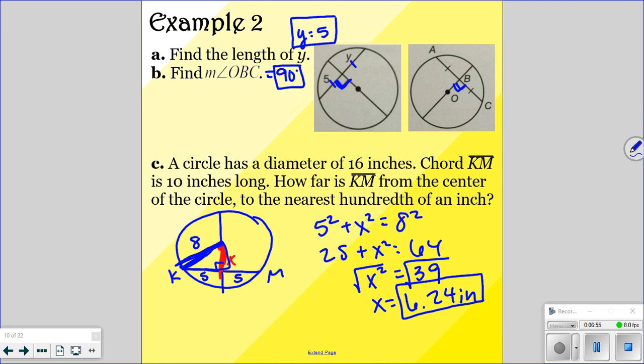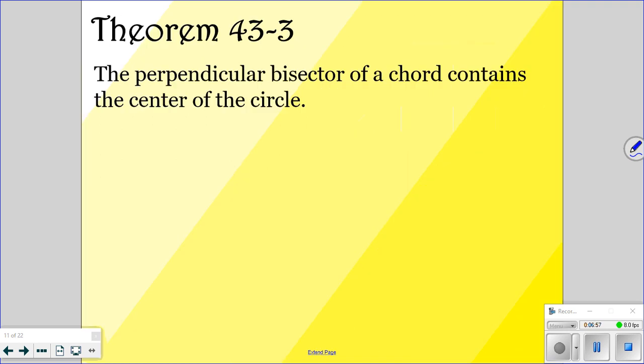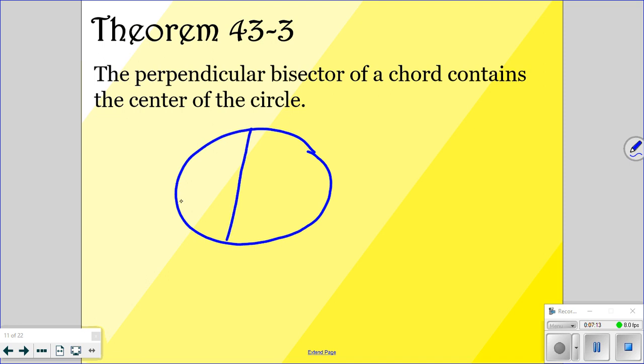Okay, so let's look at the next one. Theorem 43.3. So this theorem says a perpendicular bisector of a chord is always going to contain the center of the circle. So if you have a circle and we know that these bisect each other, or it bisects it and is perpendicular, the center is going to have to be somewhere on this line based on this theorem.